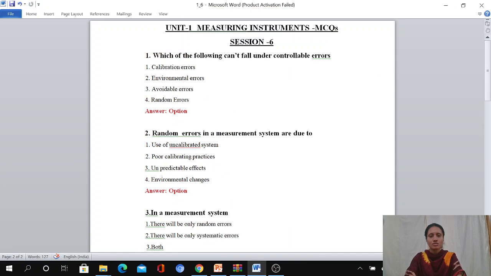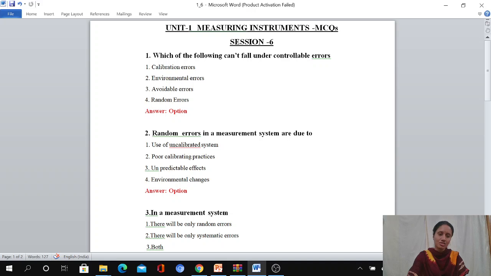Now, the MCQ questions, multiple choice questions of session 6. Which of the following can't fall under controllable errors? Which type of errors can we not control? Calibration errors, environmental errors, avoidable errors, random errors.